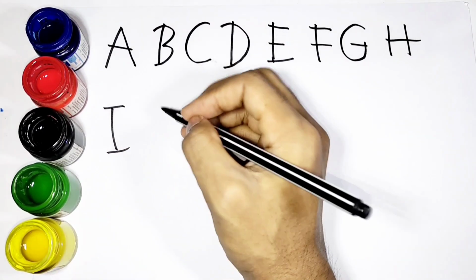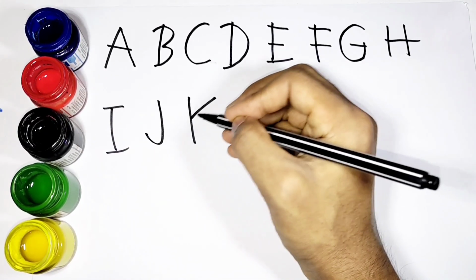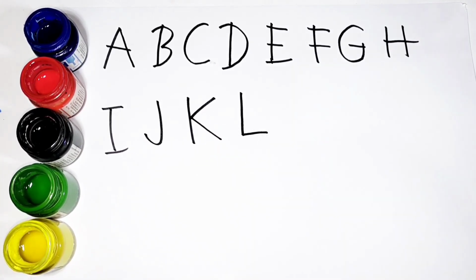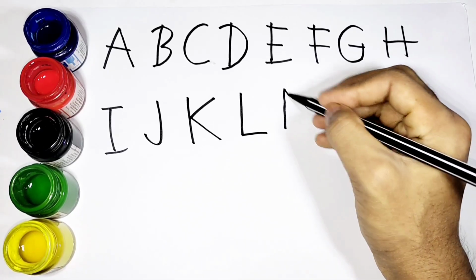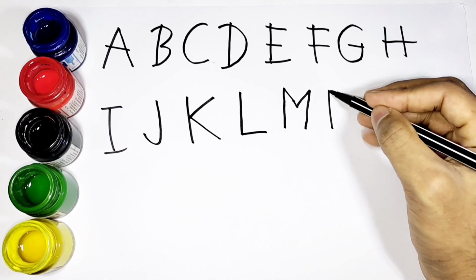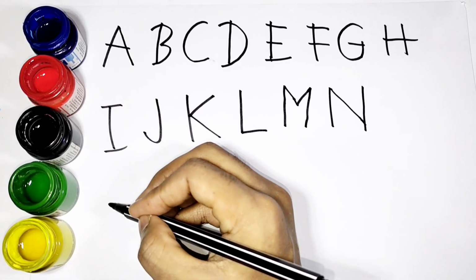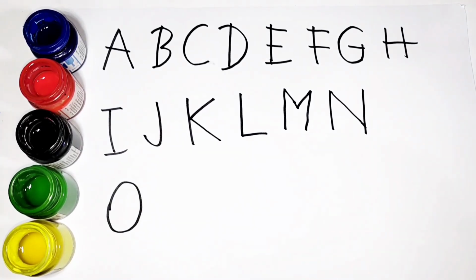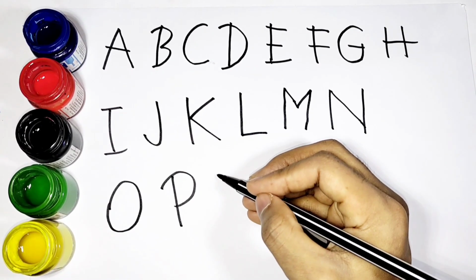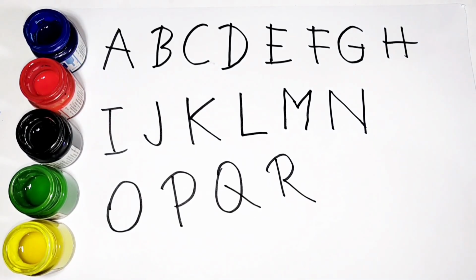I for eyes. Kids, now we draw J. The next one is K. K for kite. L for lion. And now we draw M. M for moon, M for mango. The next one is N for nose, N for nest. O for octopus. P for parrot. Q for queen. The next one is R for rose, R for rice.